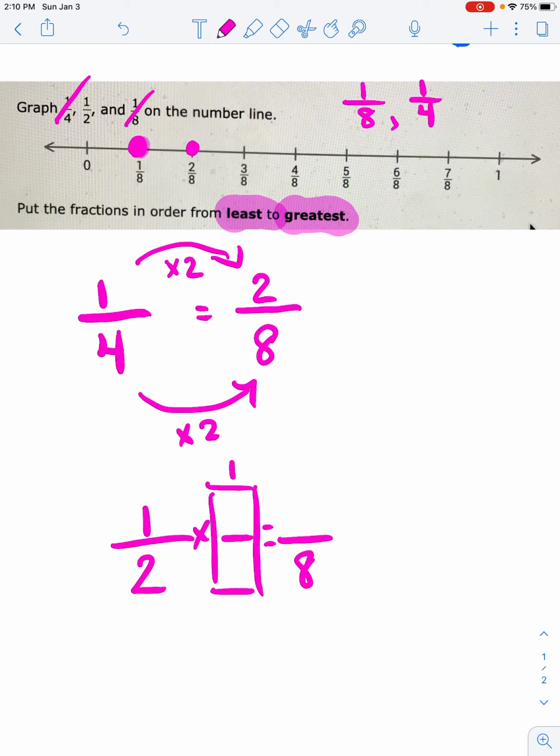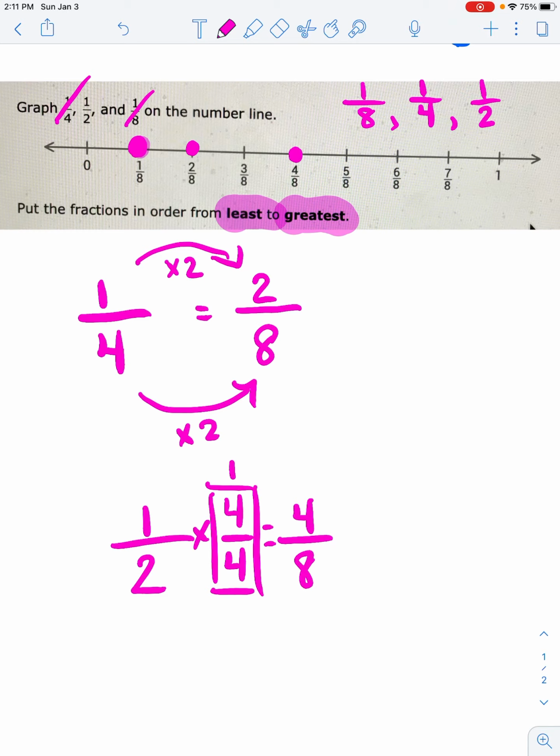So I still have to say to myself, 2 times what is 8? And that would be 2 times 4. And then I immediately know this fraction in the bar has to be equivalent to 1. So that's going to be 4/4. And so 1 times 4 is 4. And I have 4/8. And so I'm going to graph that, 4/8. Okay, now that would be 1/2.